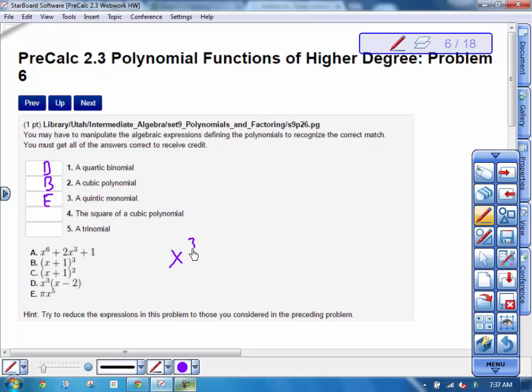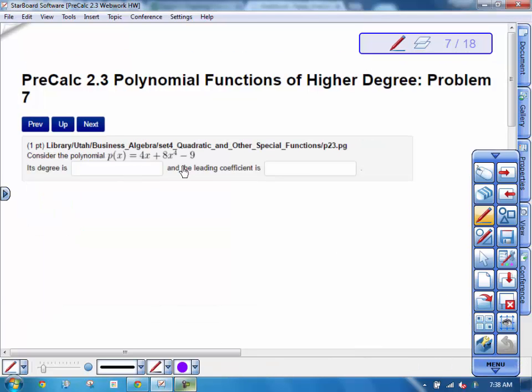The square of a cubic binomial. So the square of a cubic, you'd end up having x to the sixth, because when you square outside here, you multiply these exponents, so you get x to the sixth, which is a. And then just a regular trinomial, the only thing left is c, and it is true that if you FOIL this one out, you get a trinomial.